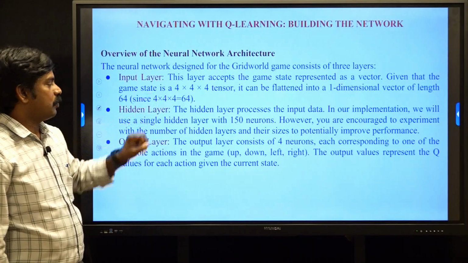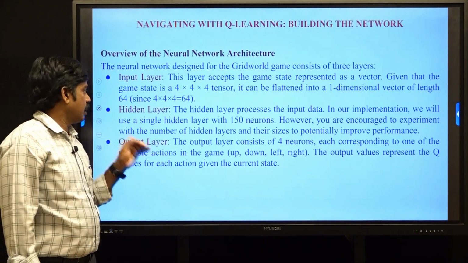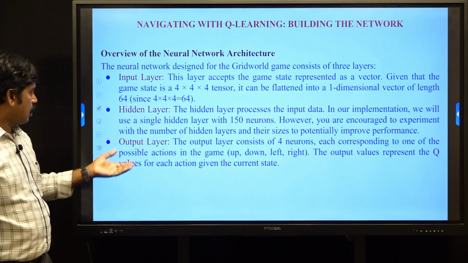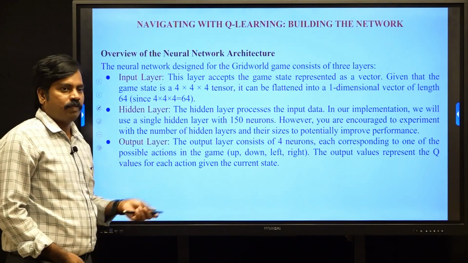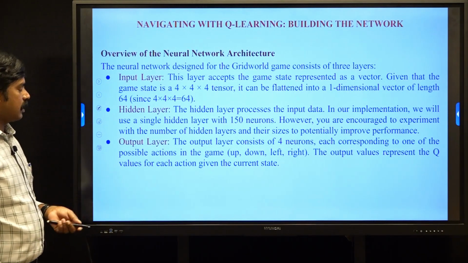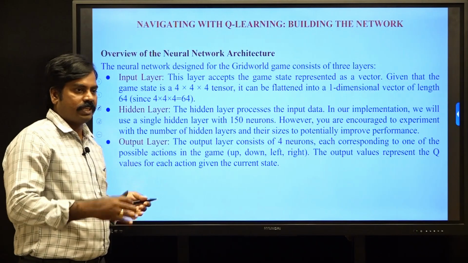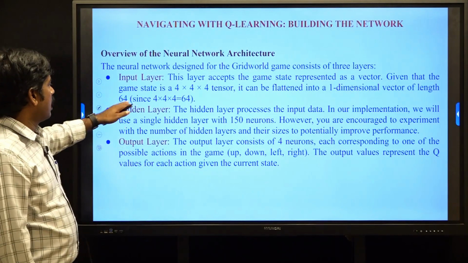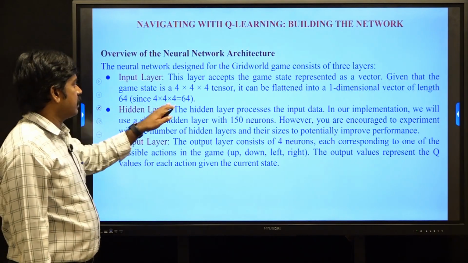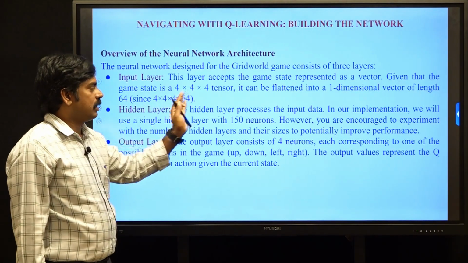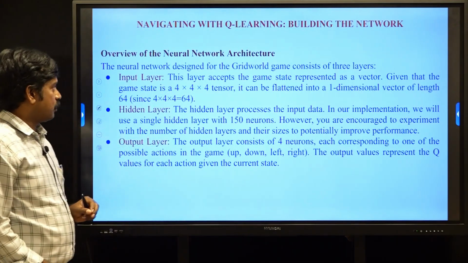So this neural network architecture has an input layer of 64 neurons, a hidden layer of 150 neurons, and an output layer of 4 neurons. These 4 neurons represent the possible actions of this game. The input layer receives the game state. This game state is represented with a 4 by 4 by 4 tensor, with a flattened length of 64. This is the input to the neural network input layer.